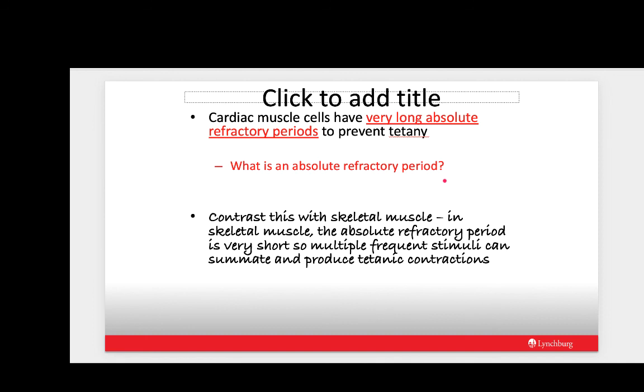Another interesting fact about cardiac muscle cells is that they have very long absolute refractory periods. This prevents tetany, the ability to generate a muscle contraction and then hold a sustained muscle contraction. We don't want that in the heart. So we don't want tetany in the heart.